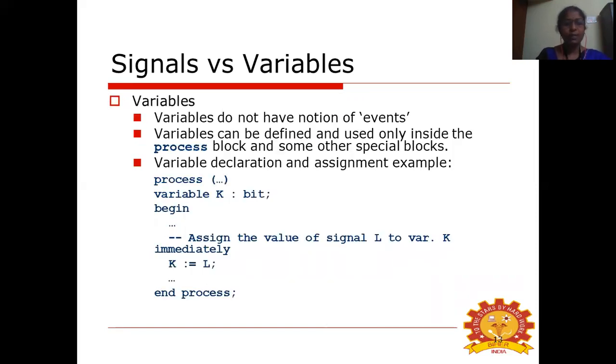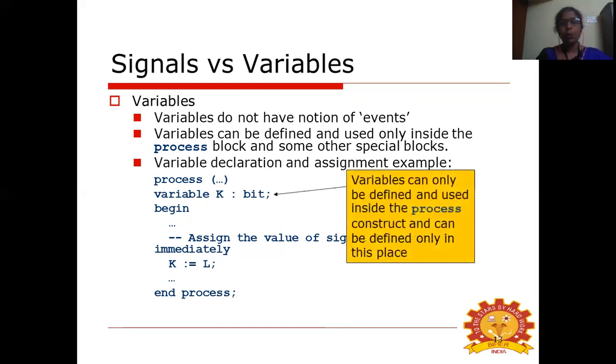Variable. Variables do not have notion of events. Variables can be defined and used only inside the process block and some other special blocks. Variable declaration and assignment example. Variable has to be declared between process and begin. So variable name and its data type has to be represented between process and begin. And the assignment of value is immediate. Variables can only be defined and used inside the process construct and can be defined only in this place.